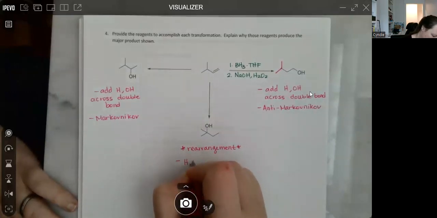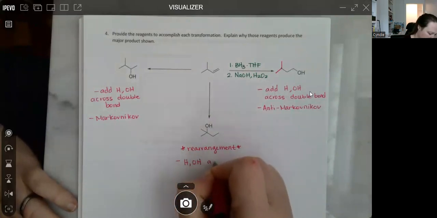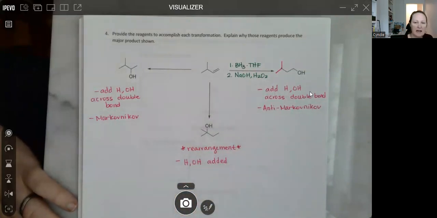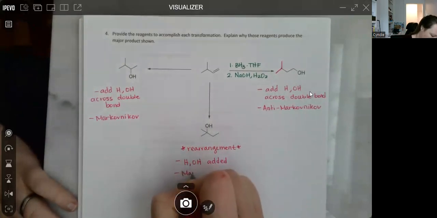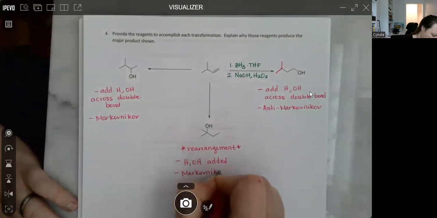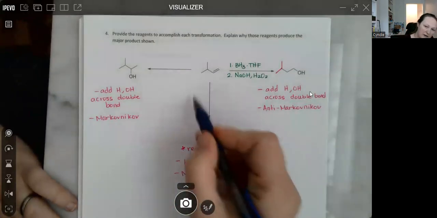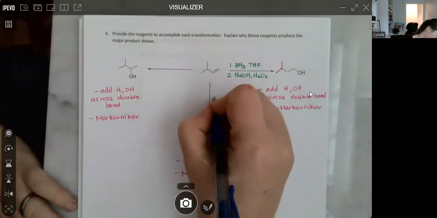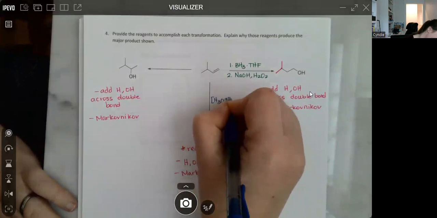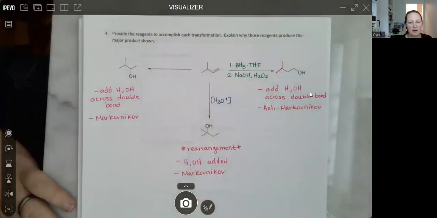Okay, so we could think of this as also sort of adding H and OH, and it went Markovnikov. However, it underwent rearrangement. And so we would want something that goes through a carbocation in order for that rearrangement to take place. So we would just use our dilute acid here. So you might see this as H3O plus or H2SO4 or H2SO4 water, anything like that. It all means the same thing.